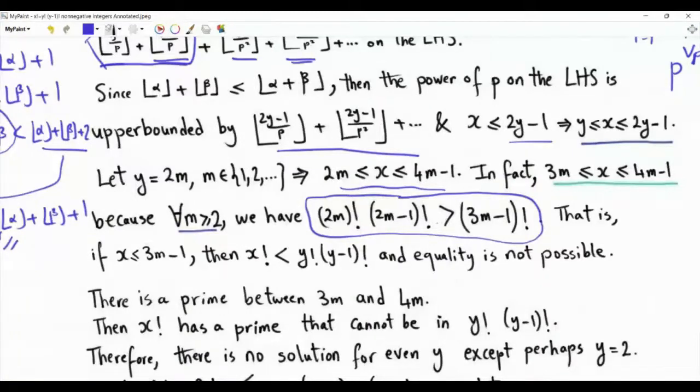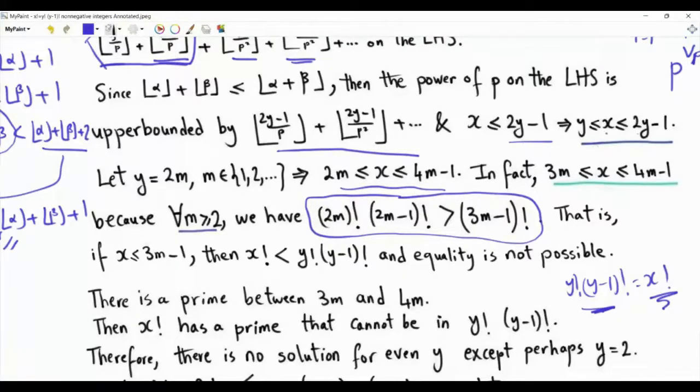So this inequality here will help us reduce the range of possible values of x. If x is 3m minus 1 or less, then the right-hand side of the equation, so our equation is y! times (y-1)! is equal to x!, if x is less than or equal to 3m minus 1, can never be equal to the left-hand side, because the factorial of 3m minus 1 is strictly less than the product of the factorial of 2m times the factorial of 2m minus 1, by this inequality that we have demonstrated via induction.